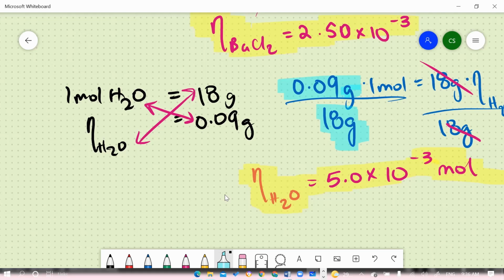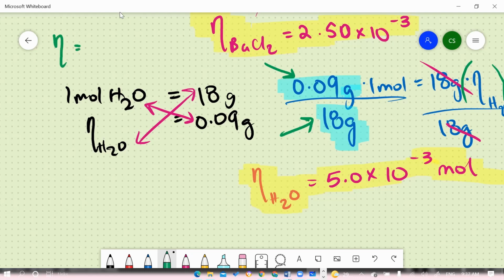Well, number of moles is equal to that. Yes, miss. If we cross multiply, you end up with number of moles on this side, being equal to the mass of the substance, which was 0.09 grams. That's the mass of water we got, right? Over the molar mass of water, which is 18 grams. You see that? So it's going to be mole over grams.